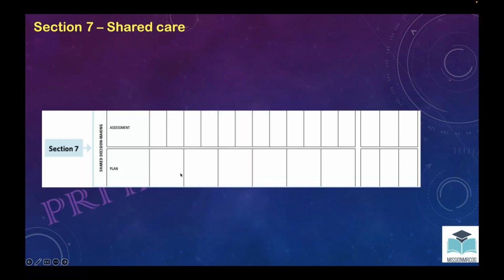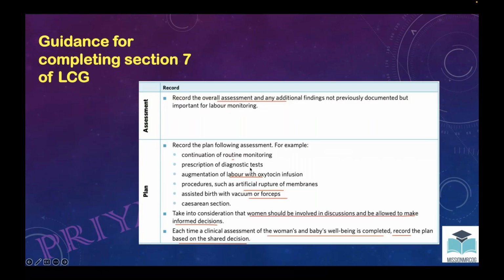This is the last section, that is shared care. Again, this has been newly added in the labor care guide. This is the assessment of the patient and this is the plan for the patient. So what will be the guidance for it? Record all assessments and additional findings that have not been previously documented. Then the plan has to be made.